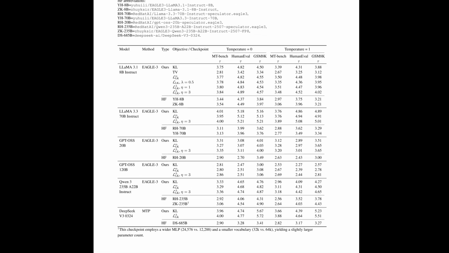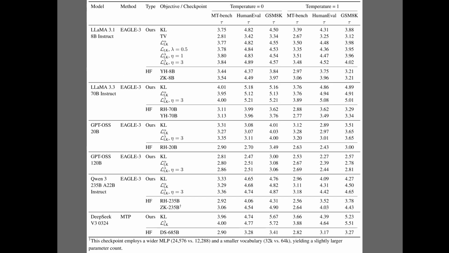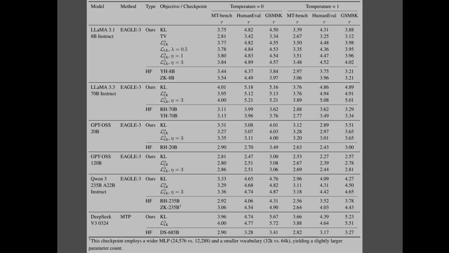Following the gradient analysis, this detailed table compares the new approach against established community checkpoints, labeled here as HF. In the top section for Llama 3.1 8B, the LK-trained models consistently outperform the external baselines, scoring 4.89 on HumanEval compared to 4.49. Skipping to DeepSeek V3 at the bottom, the gap widens further. The proposed method reaches a 4.0 acceptance score on MT Bench, significantly surpassing the community alternative at 2.9.